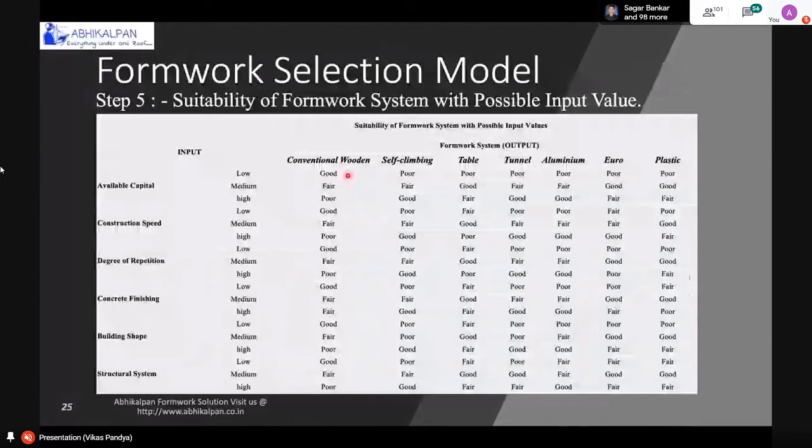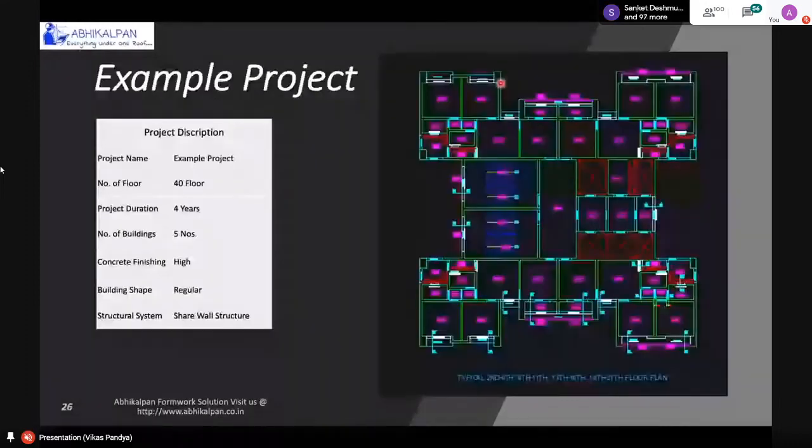Here I have shown a shell plan of a building. This is an entire shear wall structure, as you can see in this picture, and it has very limited, or we can say no, elevational feature. So these are the input variables or input information of the project. The project name is example project. The number of floors we have to cast per building is 40 floors. The project duration is 4 years. In 4 years we have to finish this project. Then we have to build a total of 5 buildings, the same 5 buildings we have to cast.